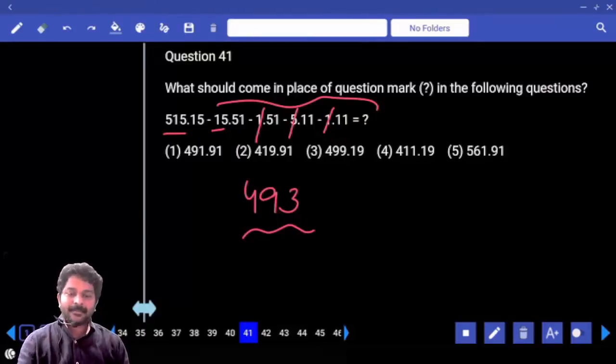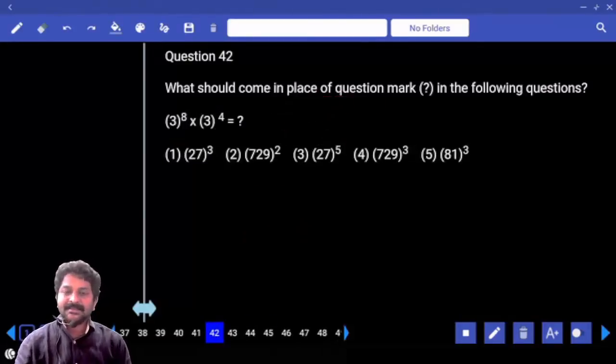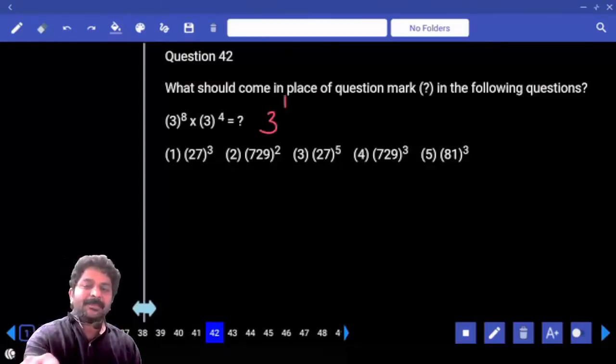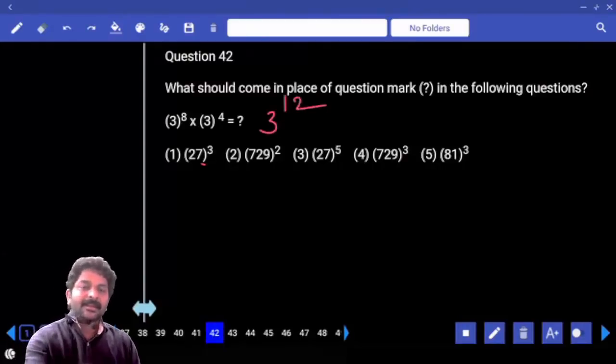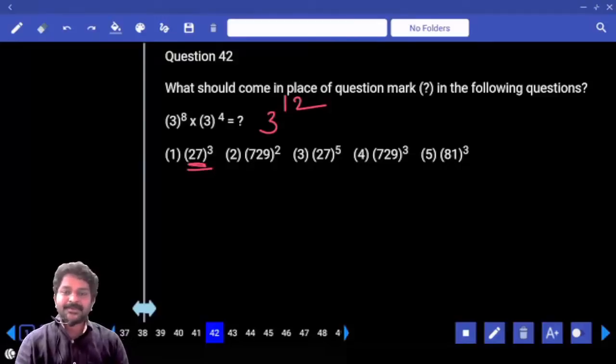Over. Right, next. So our initial numbers in the question are in powers of 3 but the options are different, correct? So it is 3 to the power of 12 that we have. Let's verify each and every option.